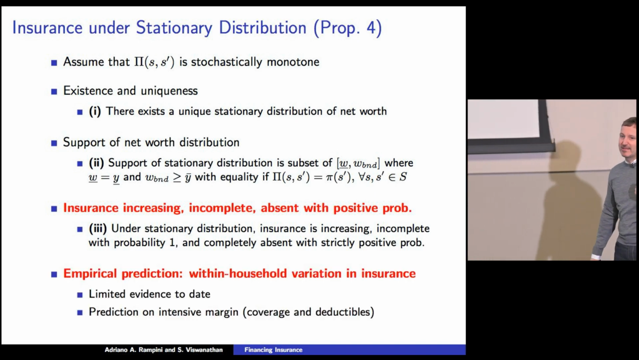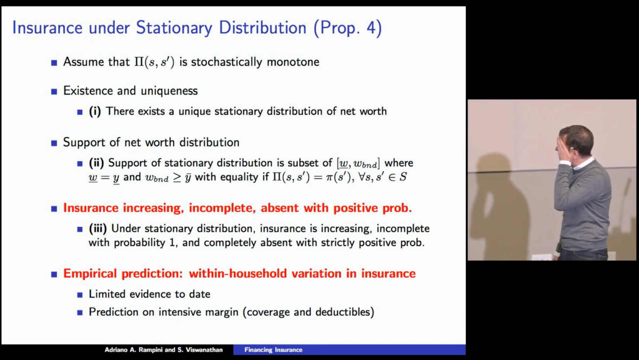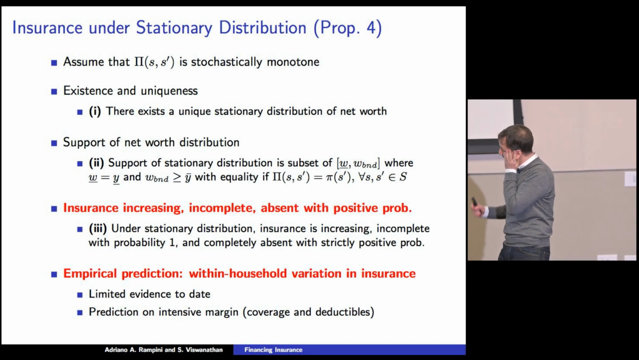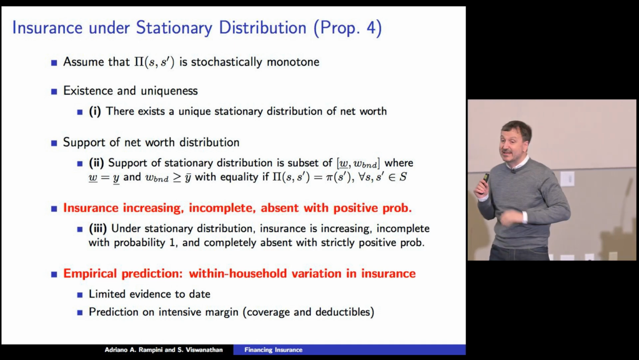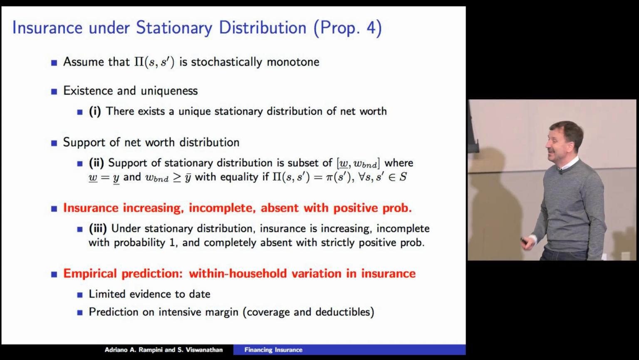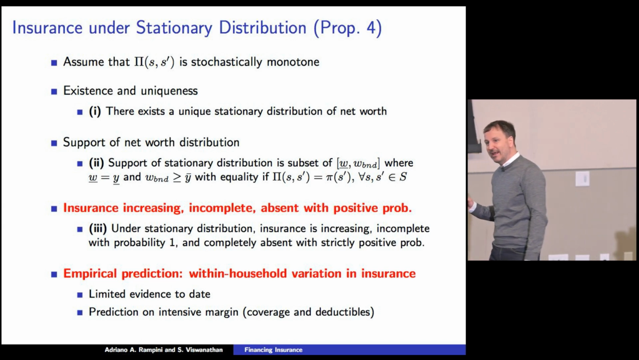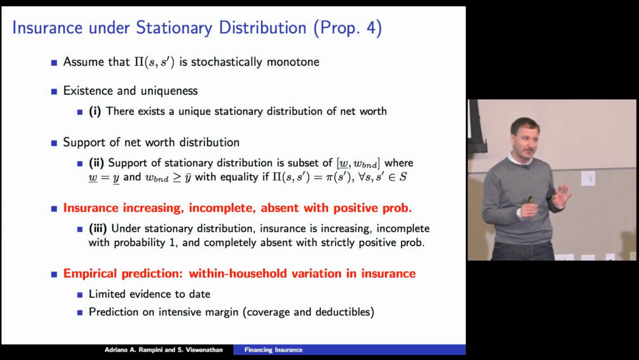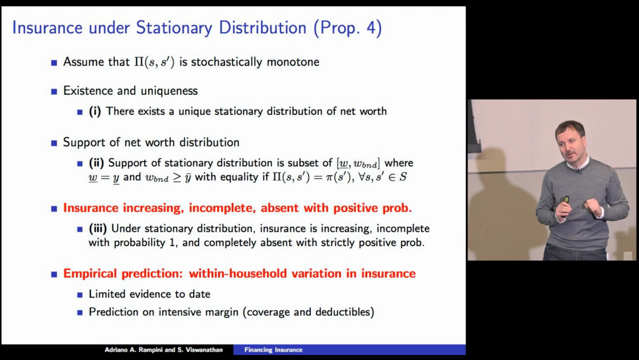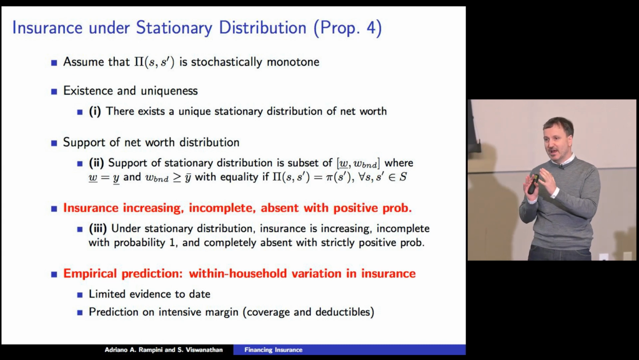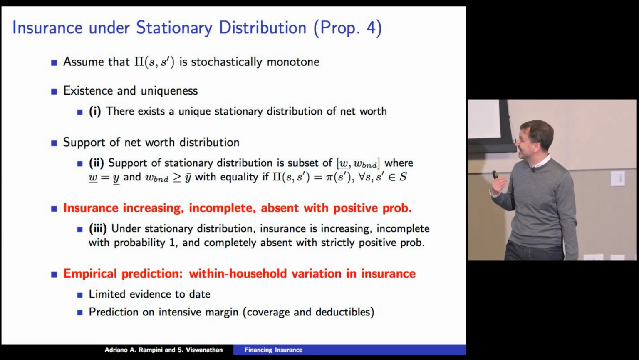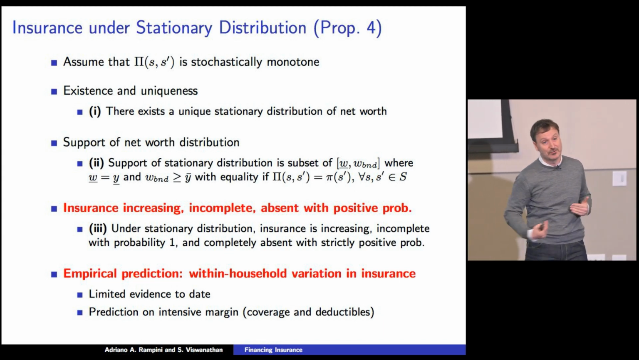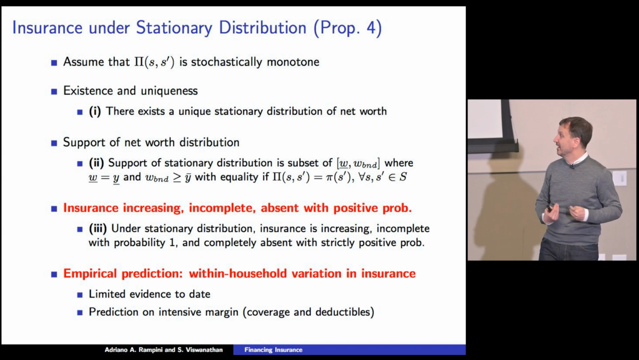We think that's interesting, and I think the empirical prediction here is that there is within household variation in terms of the extent of insurance. There's actually surprisingly limited evidence to date, possibly because a lot of the empirical work on insurance is informed by adverse selection and moral hazard, which are typically static problems. Here there's a dynamic element. This says that at the intensive margin, you should expect people to cut down insurance.